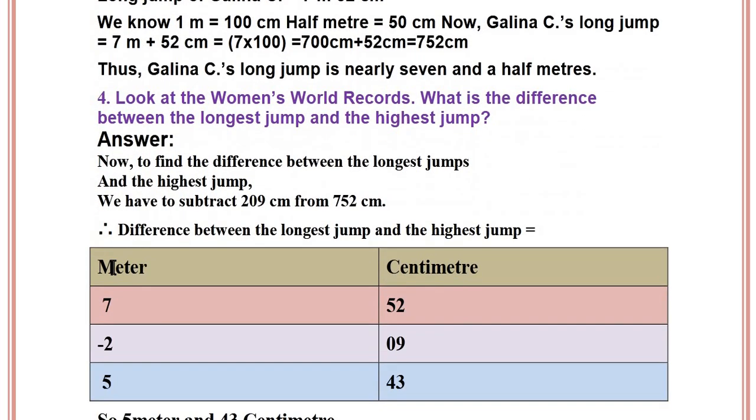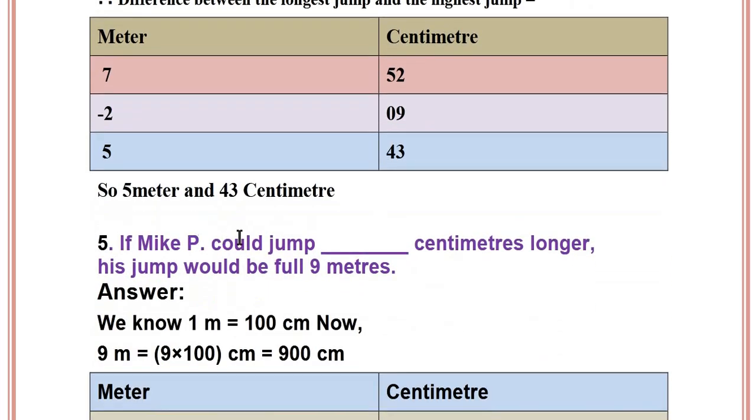Question number 4. Look at the women's world record. What is the difference between the longest jump and the highest jump? Answer. Now to find the difference between the longest jump and the highest jump, we have to subtract 209 centimeter from 752 centimeter. So here we have to write the difference between the longest jump and the highest jump: 7 meter 52 centimeter minus 2 meter 9 centimeter is equal to 5 meter 43 centimeter.